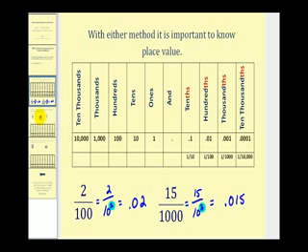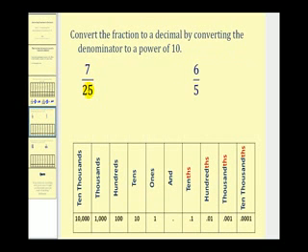Now let's take a look at what happens when the denominator is not given as a power of 10. Here we have 7 over 25. We need to ask ourselves, what can we multiply 25 by to convert our denominator to a power of 10? Well, 25 times 4 would give us 100, which is a power of 10. And we can do this as long as we do the same to the numerator. So the equivalent fraction would be 28 over 100, or 28 hundredths. Again, if we know our place value, we know this would have to be 0.28, because we have the tenths and then the hundredths, 2 digits to the right of the decimal.